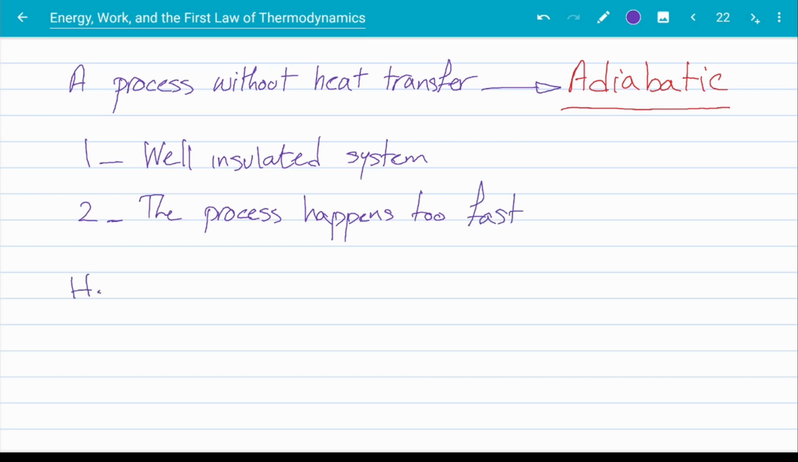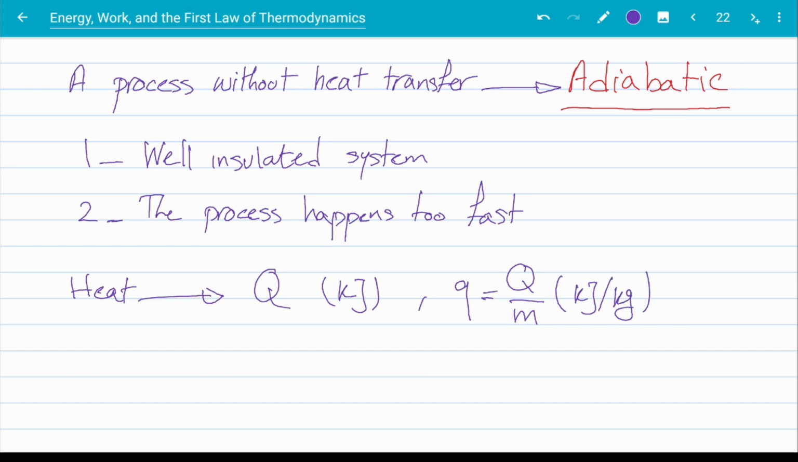We show heat with Q, capital letter Q, and the unit is again kilojoules. Per unit mass is small letter q, which is capital Q over mass, and the unit is kilojoules per kilogram. Sometimes we deal with heat transfer rates, especially when dealing with control volumes. We show the heat transfer rate by Q dot, and the unit is kilowatts.